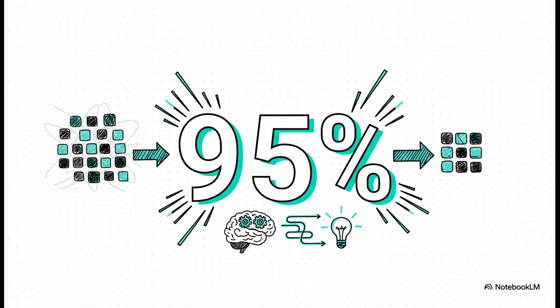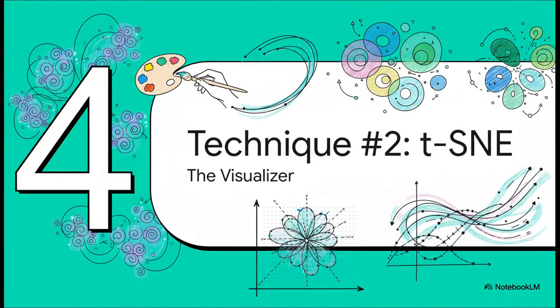And this is where the magic really happens. Just think about this for a second. You could have a data set with 100 different features, 100 columns, and with PCA, you could shrink that down to just 10 new components and still keep 95% of the crucial information. I mean, that's not just an improvement, that's a massive, incredible boost in efficiency. Okay, so if PCA is our powerhouse, our workhorse, then our next technique is more like the artist.